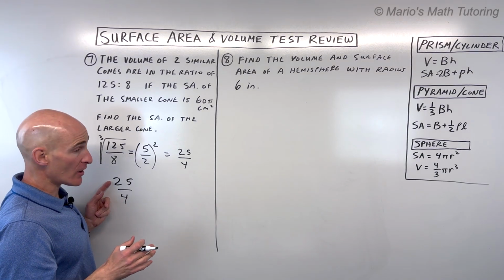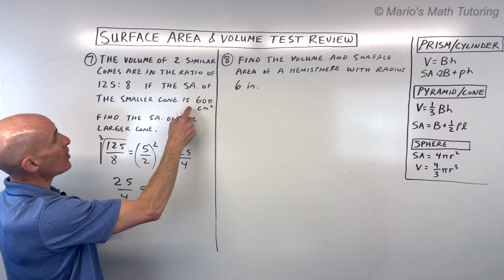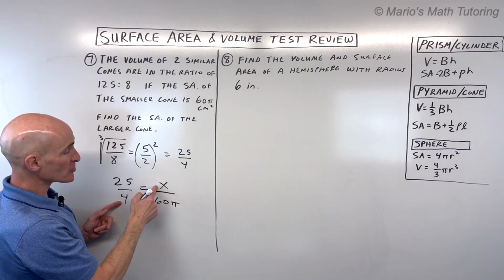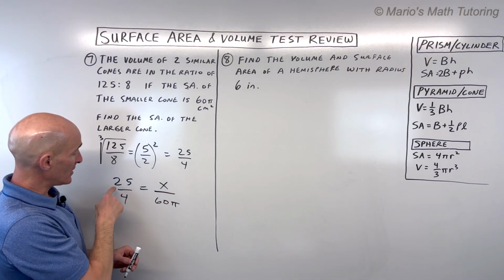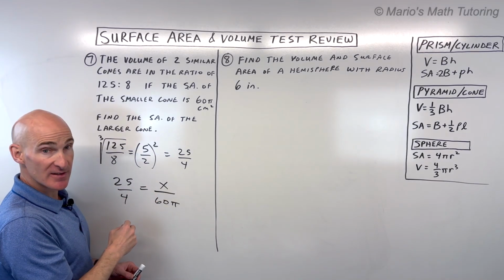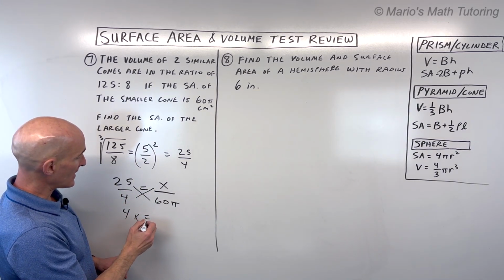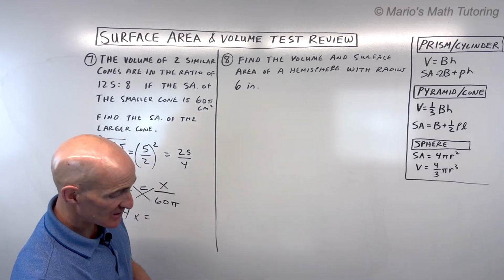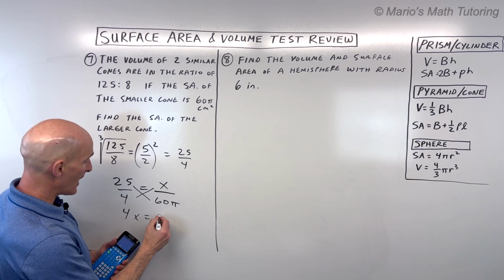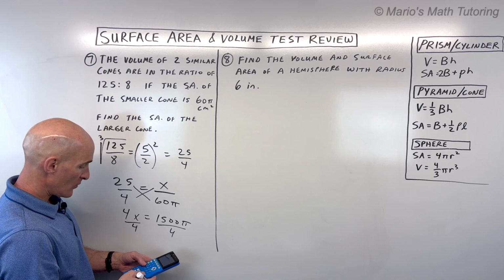25 corresponds to the larger cone, 4 corresponds to the smaller cone. The surface area of the smaller cone is 60 pi centimeters squared. The surface area of the larger one we don't know. So again, remember, 25 is larger than 4, so we have large to small, large to small. Sometimes students don't know how to set this up. That's a good way to approach it. You can then cross multiply: 4x equals 25 times 60 pi, which is 1500 pi, divided by 4, which is how much?